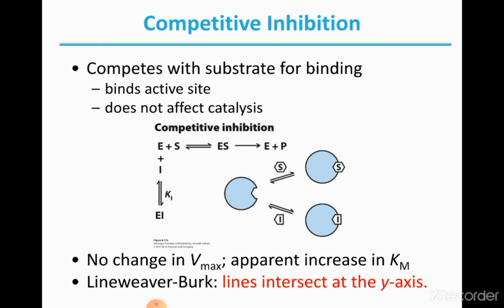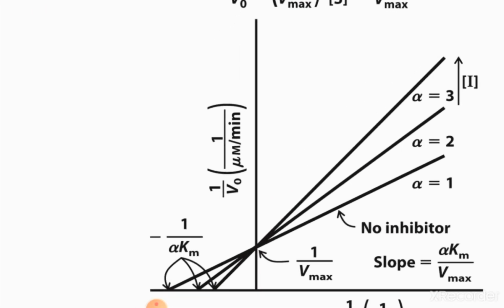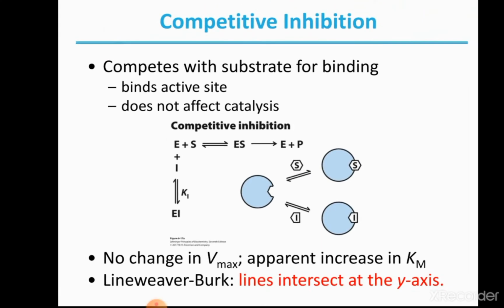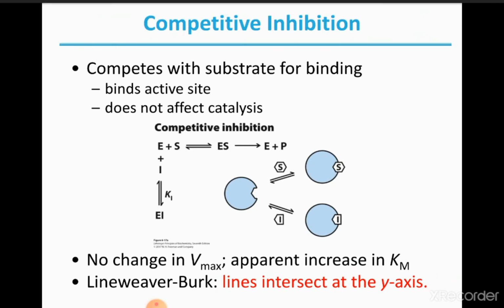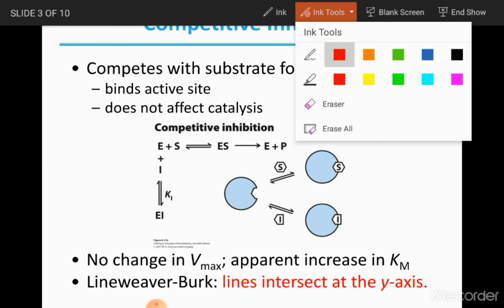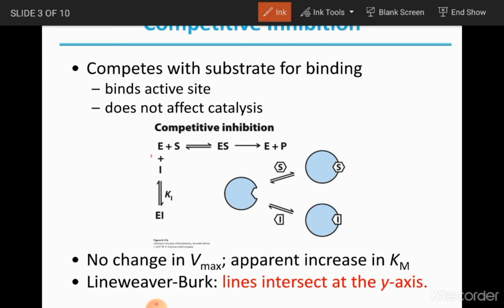In competitive inhibition, there is a competition with the substrate. Here the inhibitor competes with the substrate for binding to the active site and does not affect the catalysis. This is a typical enzyme substrate catalyzed reaction, where enzyme plus substrate gives rise to the enzyme substrate complex, which in turn gives enzyme plus product. Then when we have enzyme plus inhibitor, there is a competition for the active site of the enzyme between the substrate and the inhibitor.